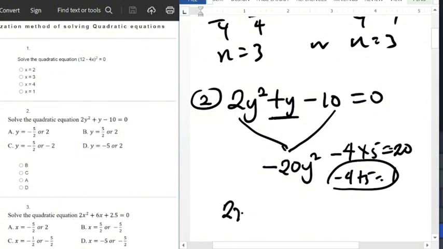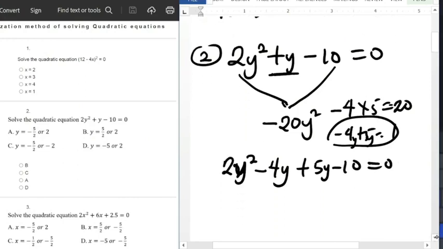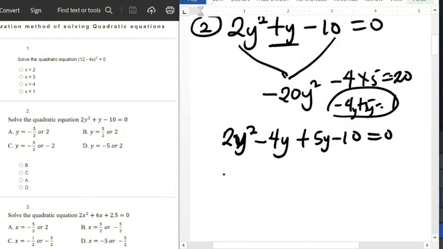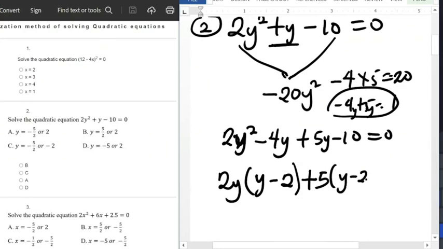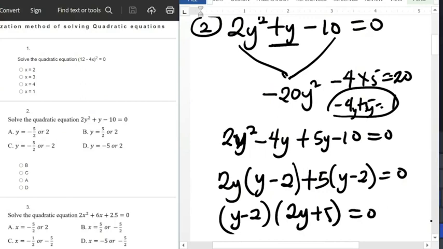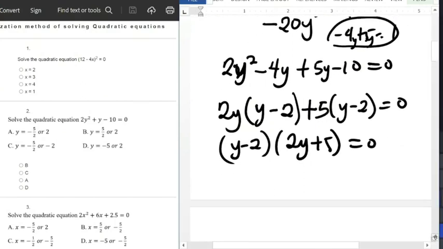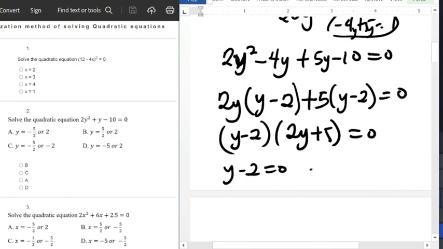So which means we make use of this. We now have 2y squared minus 4y plus 5y minus 10 equal to 0. From here, we factorize this. What is common is 2y, and what is left here is y minus 2. Plus 5 is common, and what is left here is y minus 2 as well, equal to 0. So that means we have y minus 2 times 2y plus 5 equal to 0. Which means that y minus 2 equals 0, or 2y plus 5 equals 0.